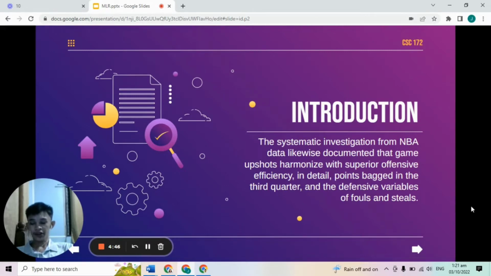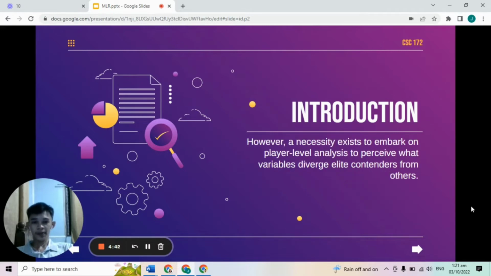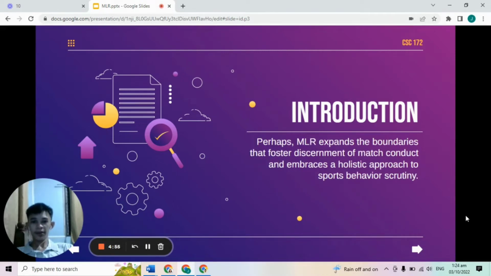These interpretations are factual on a team-level basis. However, a necessity exists to embark on player-level analysis to perceive what variables diverge elite contenders from others. Perhaps Amiller expands the boundaries that foster discernment of match conduct and embraces a holistic approach to sports behavior scrutiny. The researcher did not utilize rich data that touches on basketball profiles for distinct sportspersons and lineups, yet the free throws and field goal percentages operated as a baseline reference to estimate their points per game.